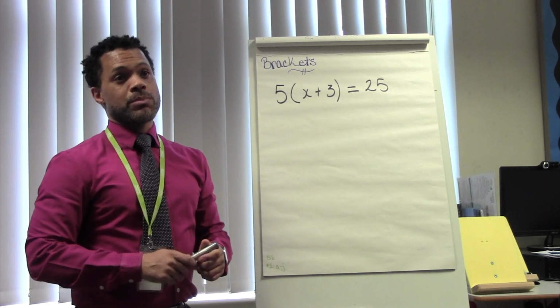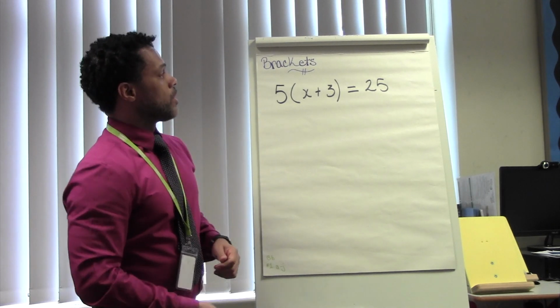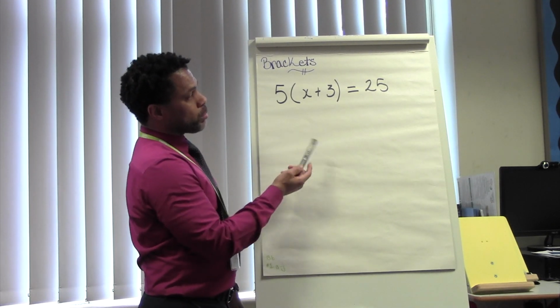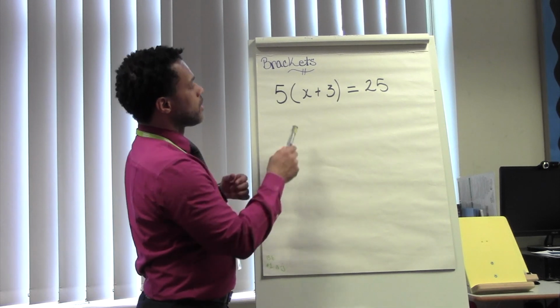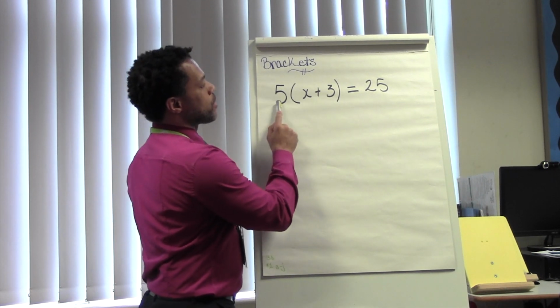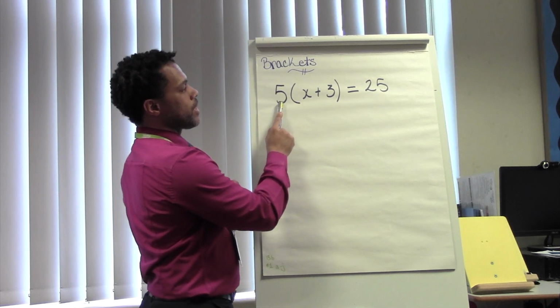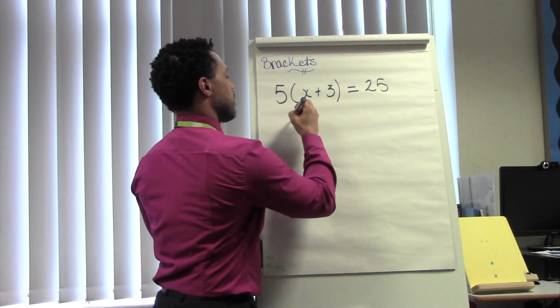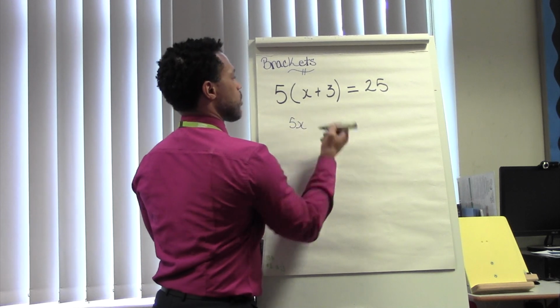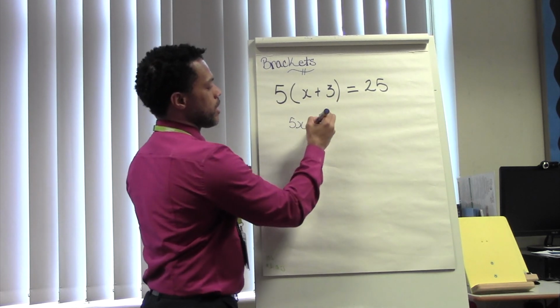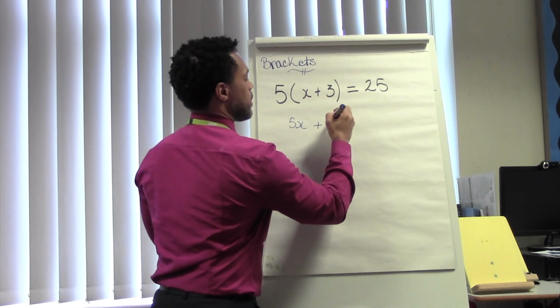Okay, let's look at doing this by multiplying. So what I'll do for this side, I can say I want to multiply out this bracket. So I'm going to say 5 by x gives me 5x. 5 times 3 gives me a positive 15.